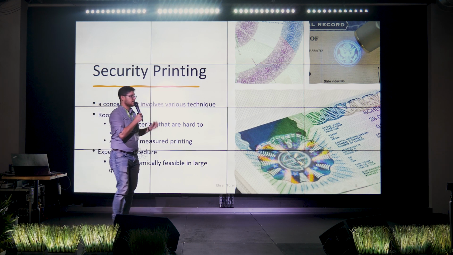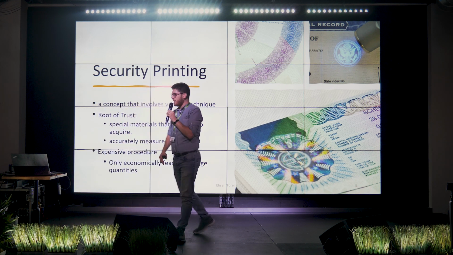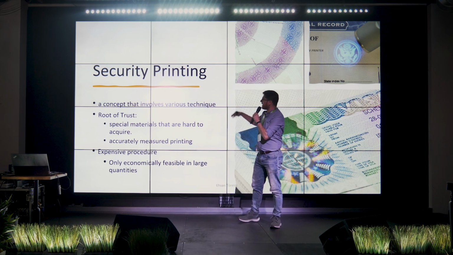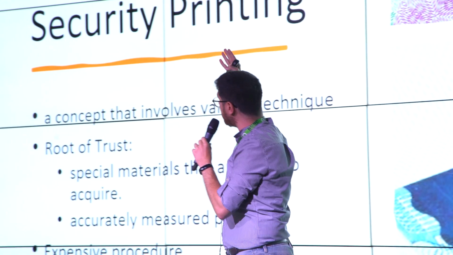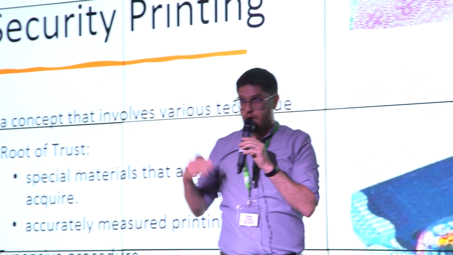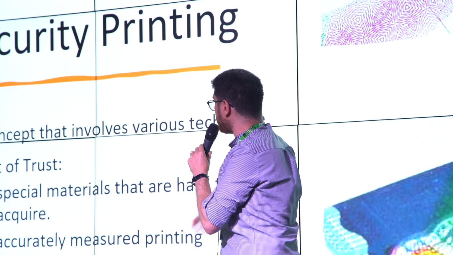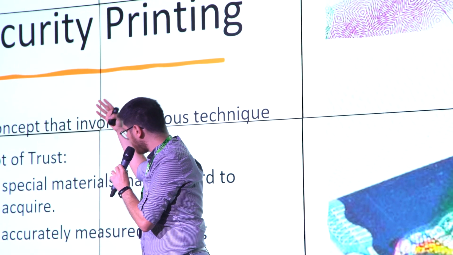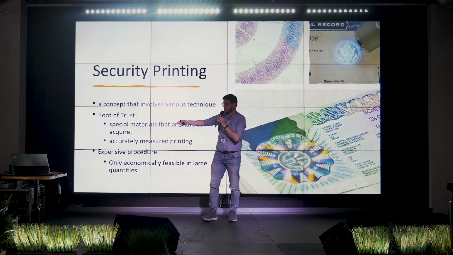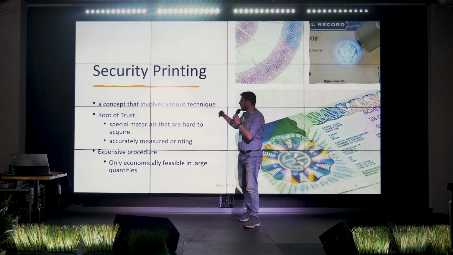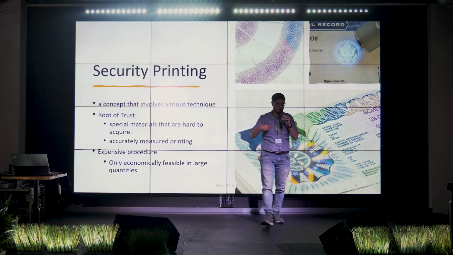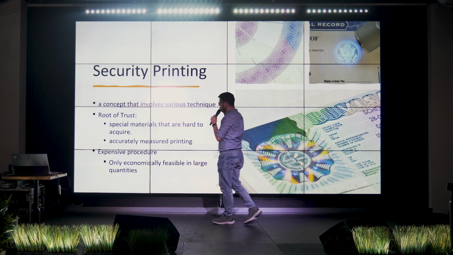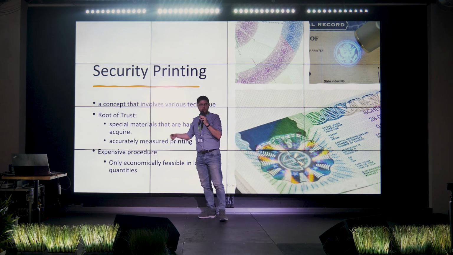In a lot of cases for security protection, we use a combination of methods involving various techniques that, in general, we call security printing. What is security printing? Security printing is a series of methods that tries to use special materials that are really hard to acquire. That's the first hardship they have to overcome. And second, they are very accurately measured when they are being printed.